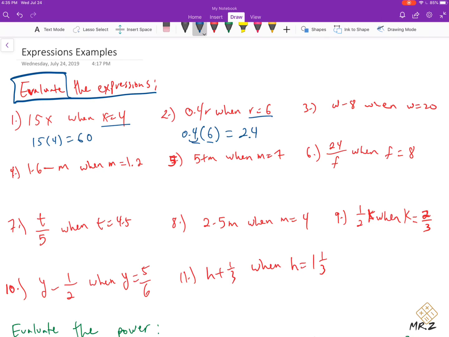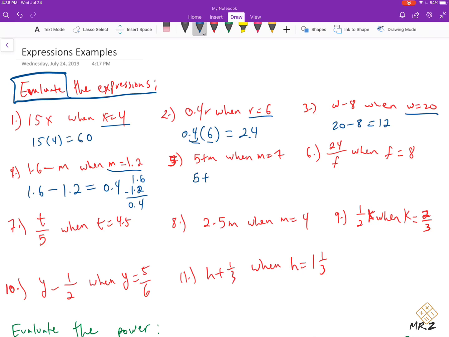W minus 8, and W is 20, so it's 20 minus 8, which is 12. 1.6 minus M, and M is 1.2, so it's just 1.6 minus 1.2, which is 0.4. Again, if you just line up the decimals and just subtract, you get 0.4.